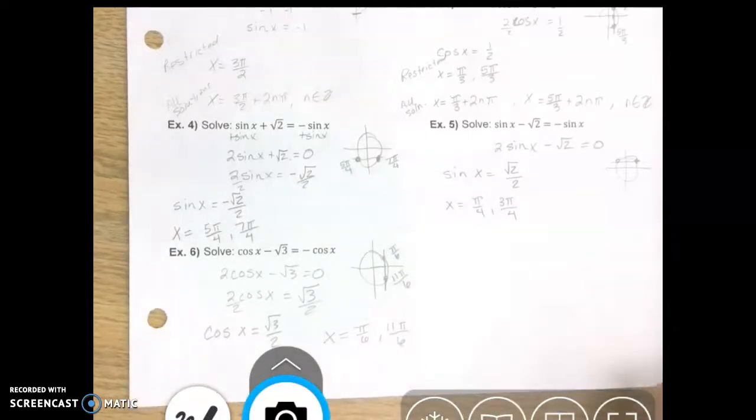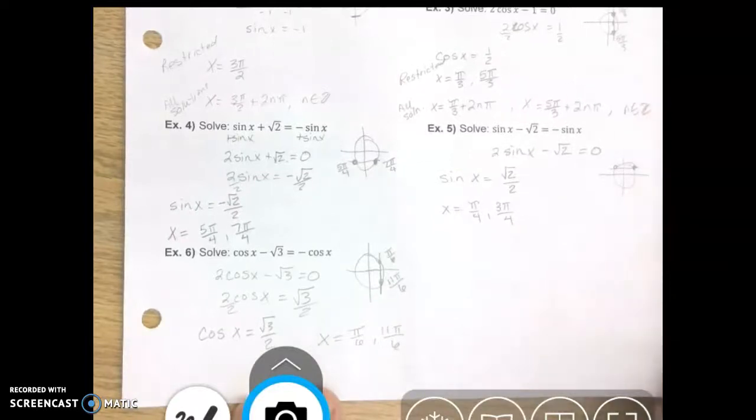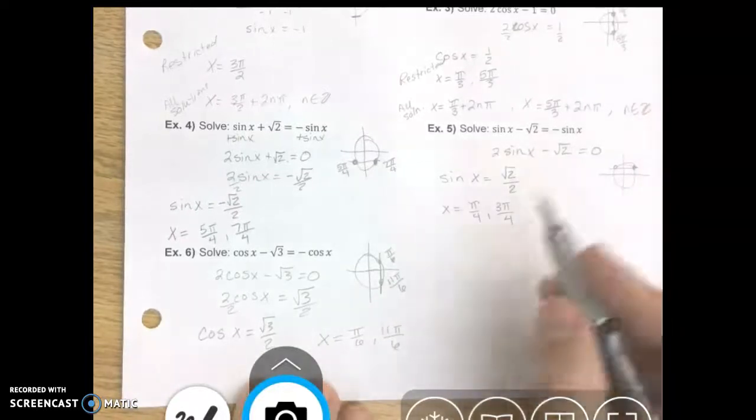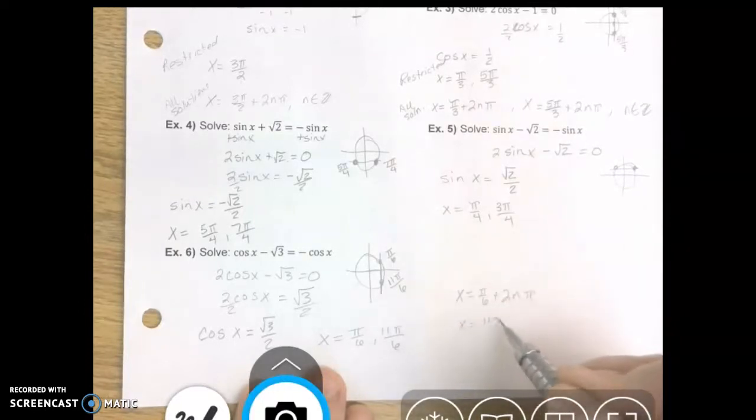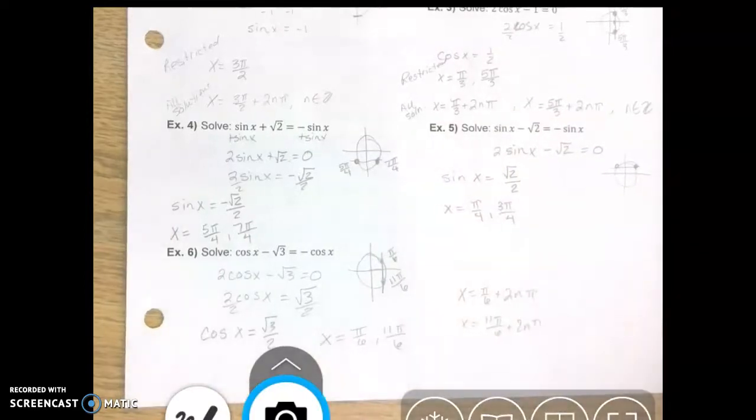Again, I can write those equations. So they would look like x equals pi over 6 plus 2n pi, and x equals 11 pi over 6 plus 2n pi. Again, that's a cosine and a sine, so their natural period is 2 pi.